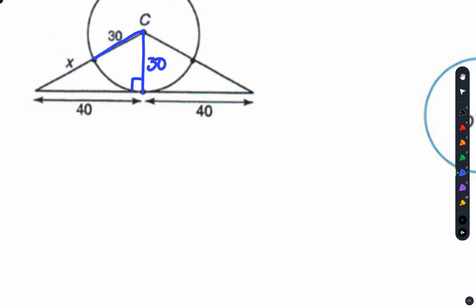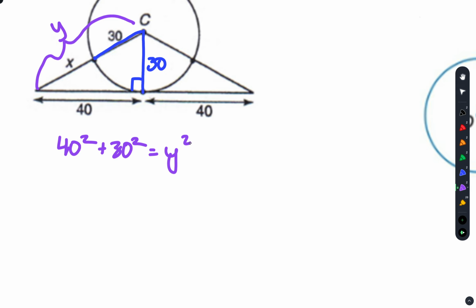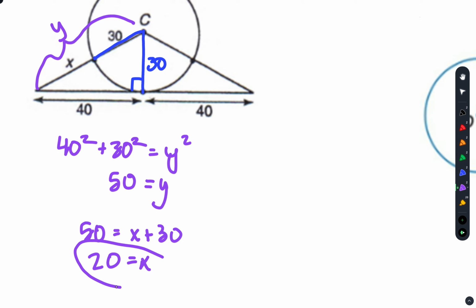Again, do I want to set up 40 squared plus 30 squared equals 30 plus x squared? Not necessarily. So I'm going to make this easy for myself. I'm going to call that whole thing y. So 40 squared plus 30 squared equals y squared. We're going to simplify and square root. Y equals 50 here. So then if that whole thing y is 50, then 50 equals x plus 30, and x equals 20. Look at how much easier that is than trying to factor this.